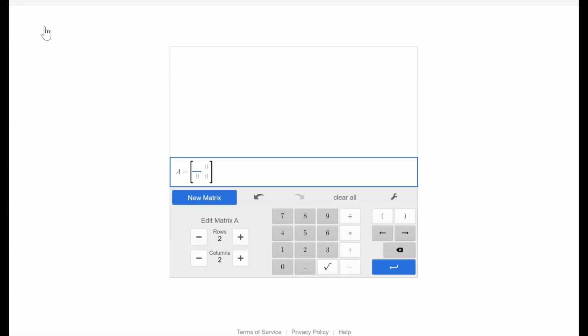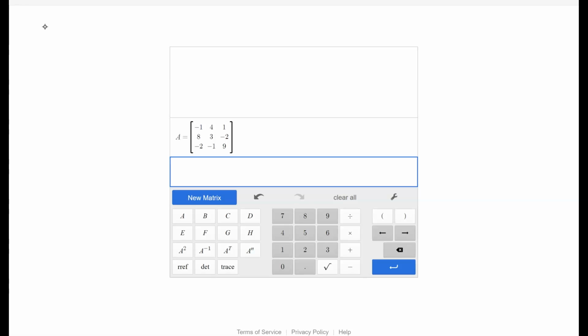So we're just going to go ahead and hit new matrix. We have a 3 by 3 system. So let's go ahead and plug this in. So we're going to get negative 1, 8, negative 2, 4, 3, negative 2, negative 1, and 9. So this becomes the matrix A. So we're going to define that as matrix A.